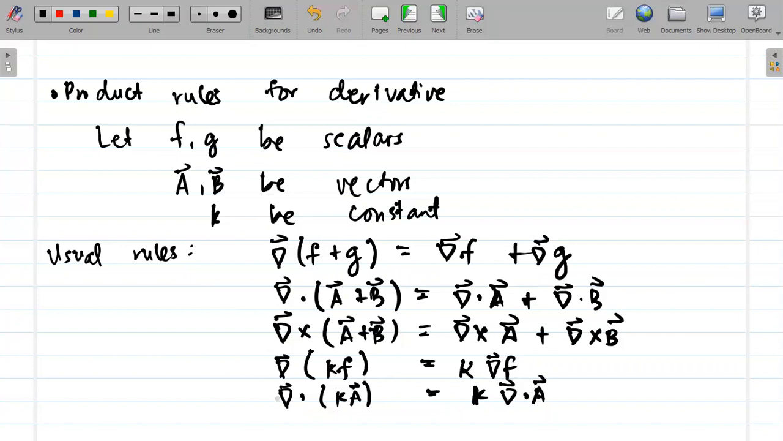And last, we have del cross ka. Yan ay k del cross a. So, yan yung ating usual na rules. Kasi class, itong k, constant lang yan, di ba? Pwede nating ilabas yan.